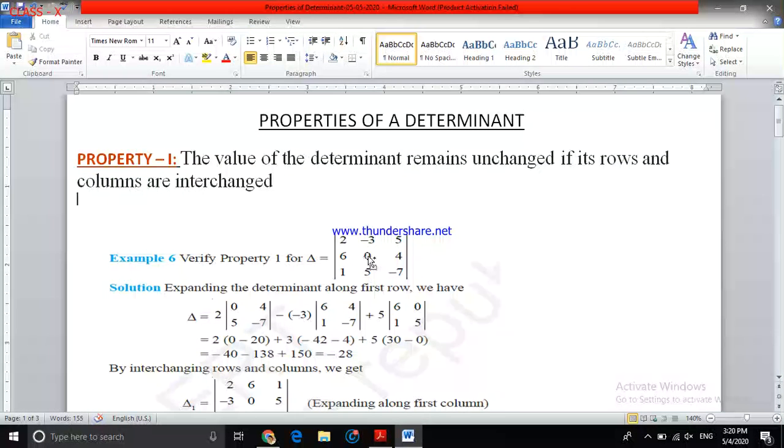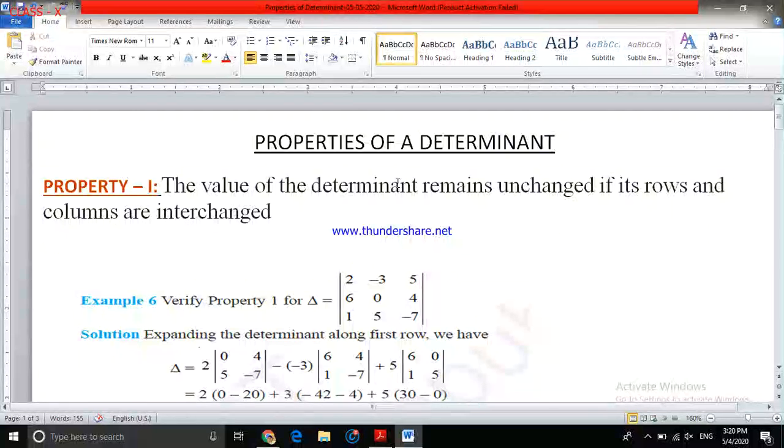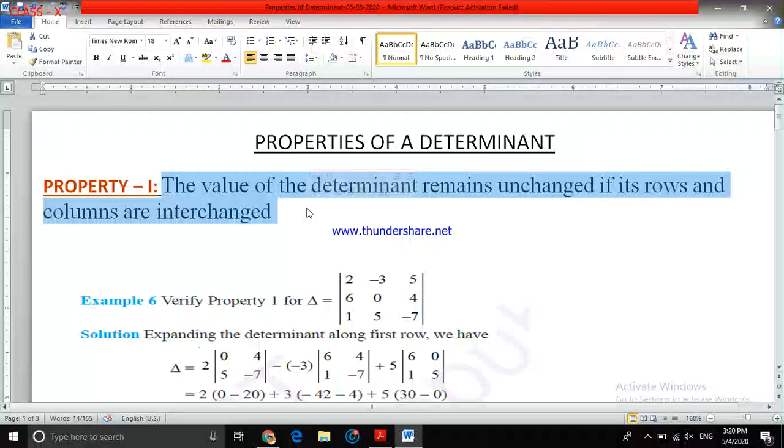Let's discuss the properties of determinants. What are the properties it has? So we move to the first property. The value of the determinant remains unchanged if its rows or columns are interchanged.